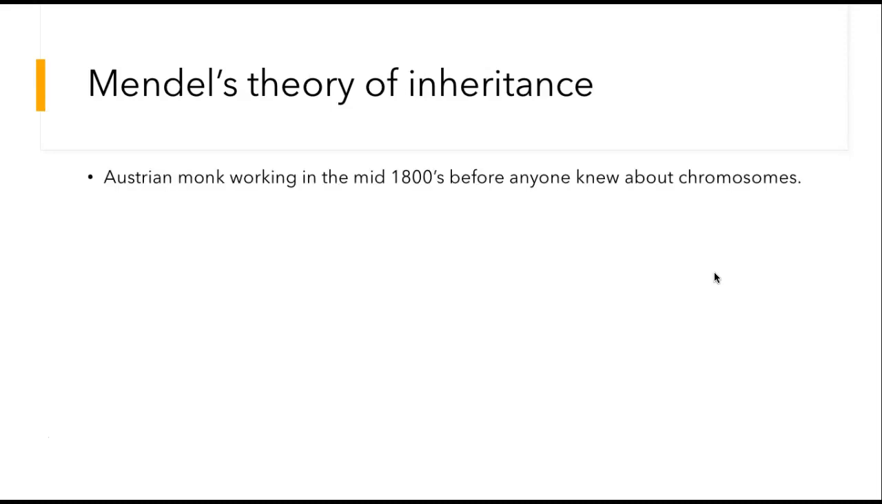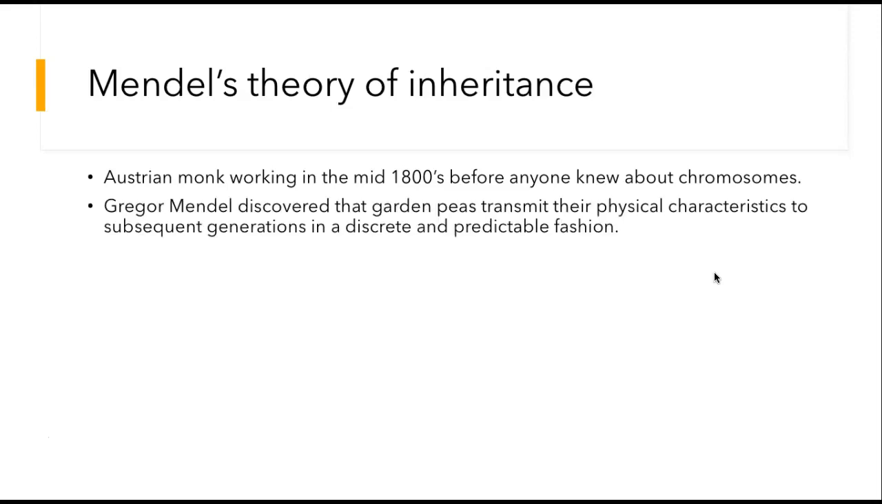Gregor Mendel was an Austrian monk working in the mid-1800s on this theory of inheritance before we knew anything about chromosomes. It wouldn't be until much, much later that we discovered chromosomes. But as an Austrian monk, he didn't have a lot of stuff to do. What he did have was a garden where he planted things and kept copious amounts of notes. He discovered that these garden peas were able to transmit their physical characteristics to their subsequent generations in a discrete and predictable fashion. Some of the things that he looked at were the height.